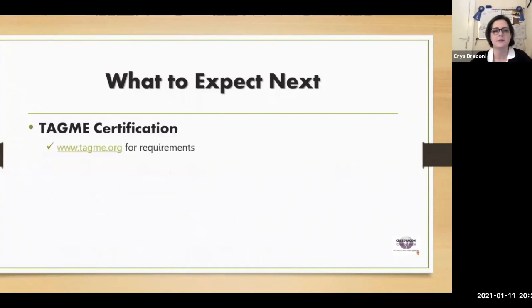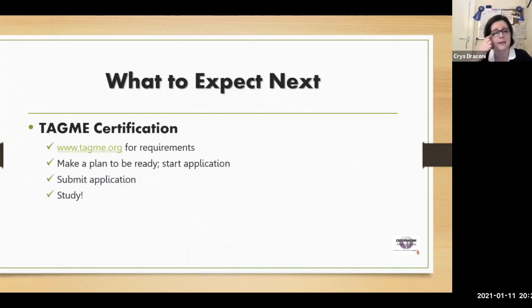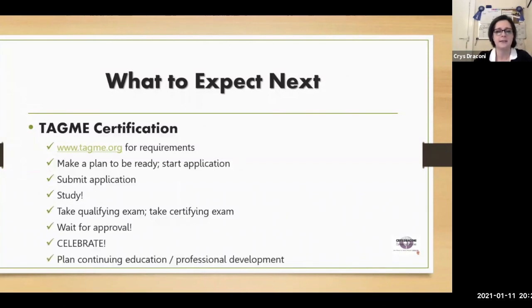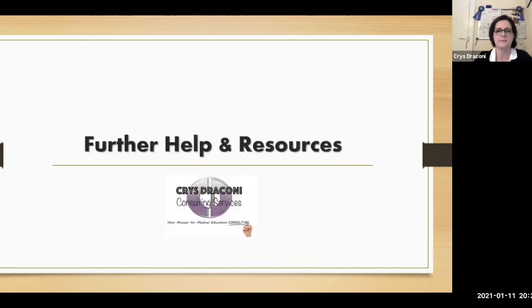TAGME certification. Like I said, you need to go to tagme.org for your requirements, make a plan and be ready, start your application. You can submit the application, and they'll usually send an approval for it. Study. Then you take your qualifying exam, and then you take your certifying exam, which are two separate exams. I'm not going to go into the details of that. You can find that on TAGME's website or from other TAGME qualified people. Wait for approval that you passed. Celebrate, have a drink, and then plan your continuing education and professional development over the next 5 years.